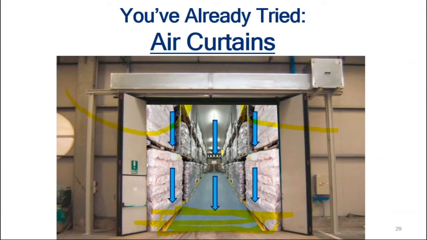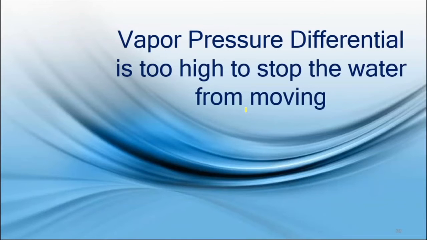So by applying an air curtain, we can apply enough pressure to overcome the differential of that air difference between the cold and the cool and its weight difference. So yes, the air curtain will do some good. However, what we really have to look at is the vapor pressure differential. The vapor pressure differential is too high for this air curtain to stop it from moving.